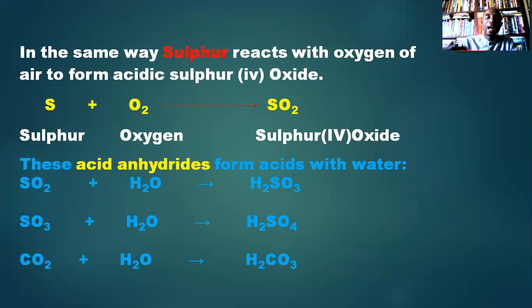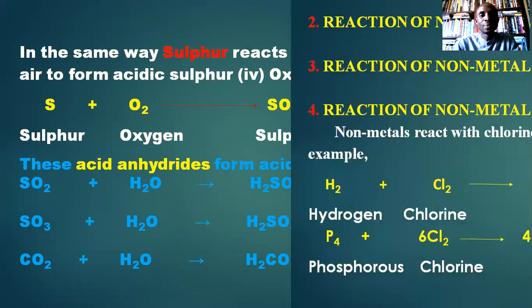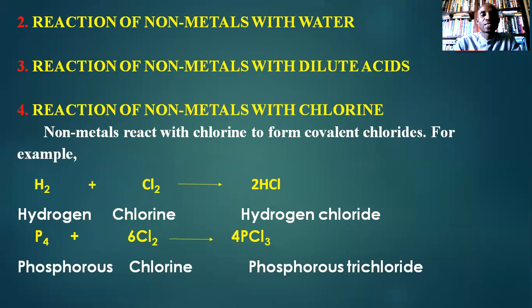So these are the acid anhydrides: non-metals burn in air to form either acidic oxide or neutral oxide. That is one of the chemical properties. Two chemical properties of non-metals is this. Non-metals, reaction of non-metals with water. Another one is reaction of non-metals with dilute acid. Third one is reaction of non-metals with chlorine.